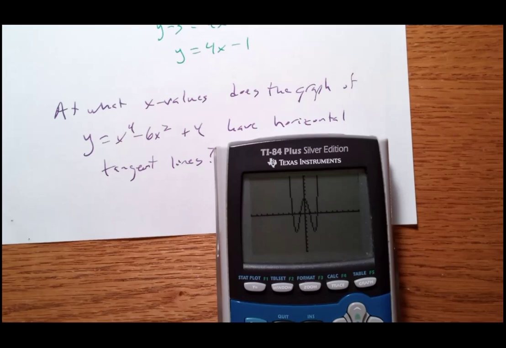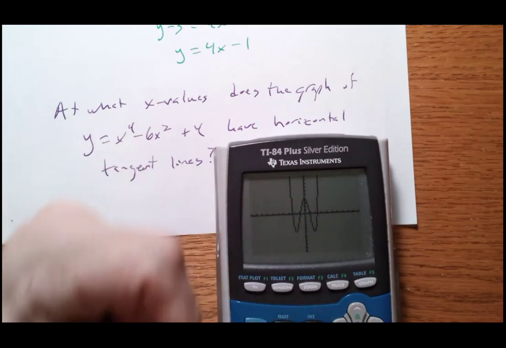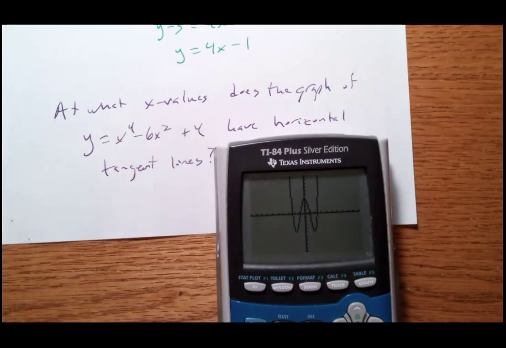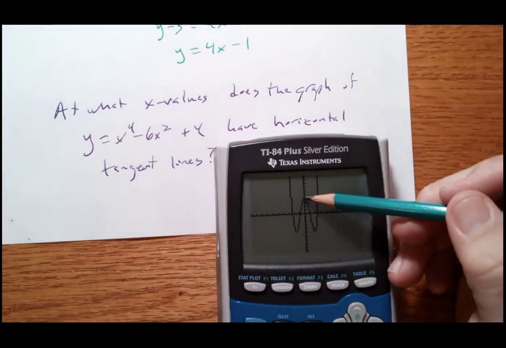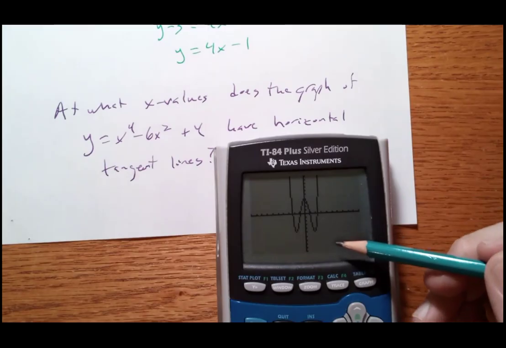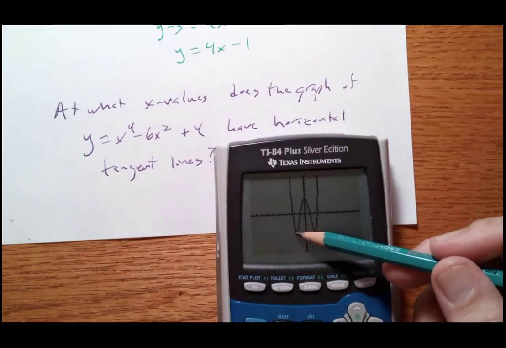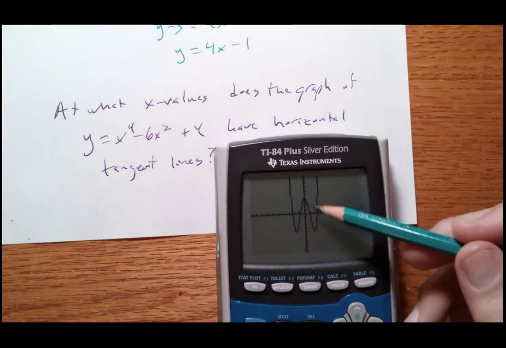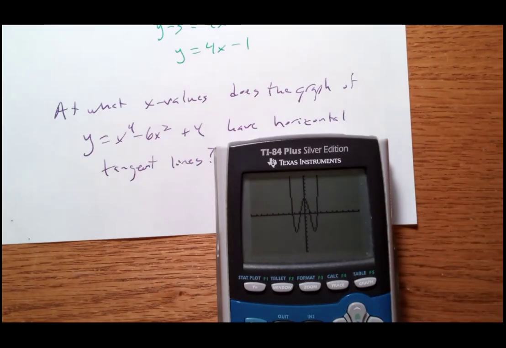A horizontal tangent line. Where does the tangent line look like it's horizontal? Well, it kind of looks like it's horizontal up here. And it kind of looks like it's horizontal down here and down here. So I'd like to know what those three x values are. How do I find those?